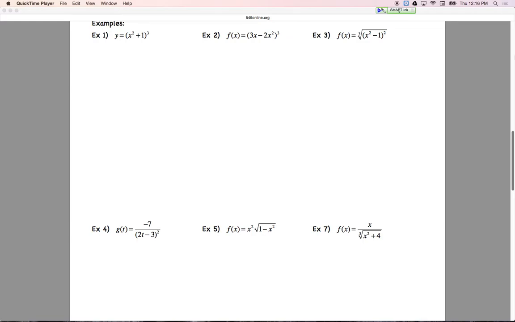Derivative process, you need to do what first? Rewrite. Now this one is to the 2/3 power, so I'm going to have that rewrite step. So it's really going to be x squared minus 1. It's already got a 2 there. It's not to the 1/3 power. It's to the 2/3 power. Remember, the numerator is the power, the denominator is the root.